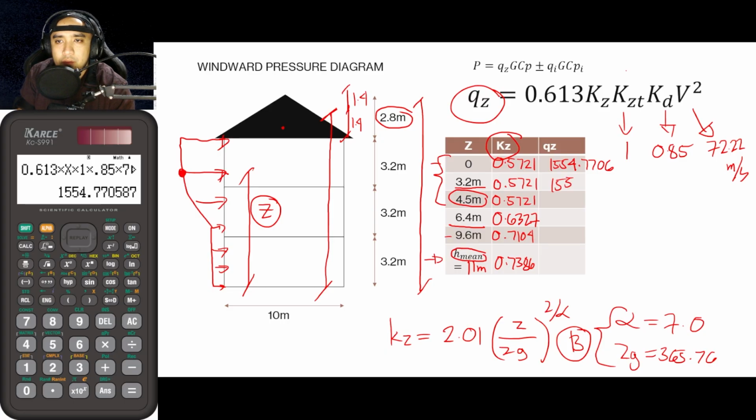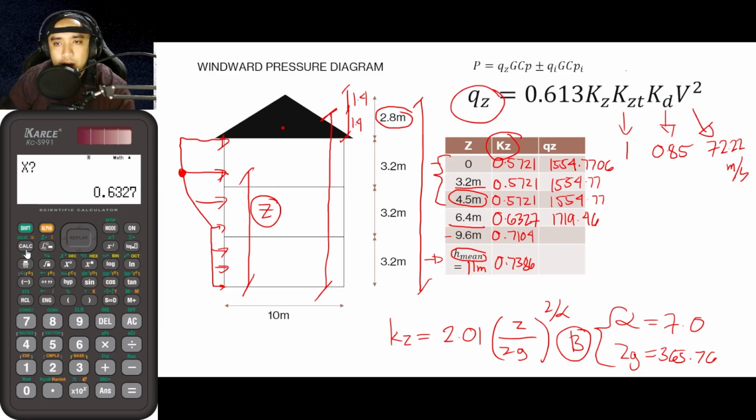Okay, so same is true as with these three because three of these values have the same kz. So 1554.77. Then for the value of 6.4, I would be pressing calc, and what is the kz for 6.4? That is 0.6327. So that is 1719.46. Then lastly, for QZ at 9.6, calc 0.7104. That is 1930.62.